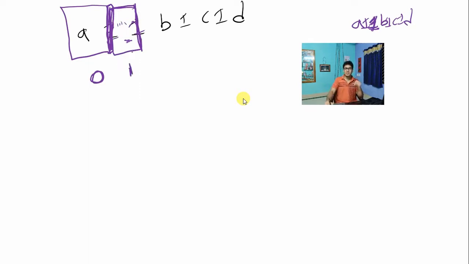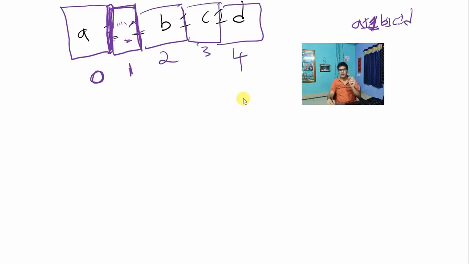Then it will split at this one, so it will make it index 2, then index 3, and finally index 4. So in here we will get one empty string. Let's see.